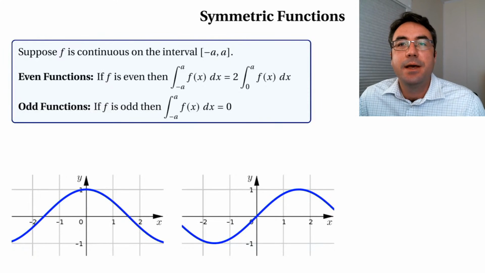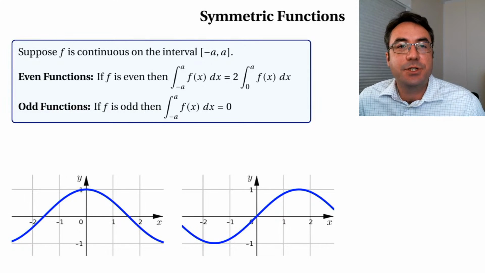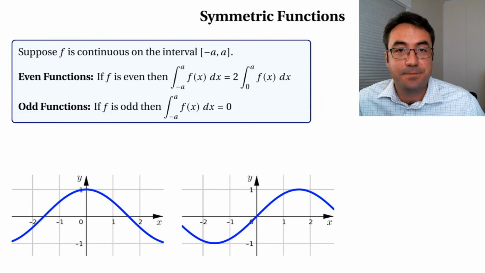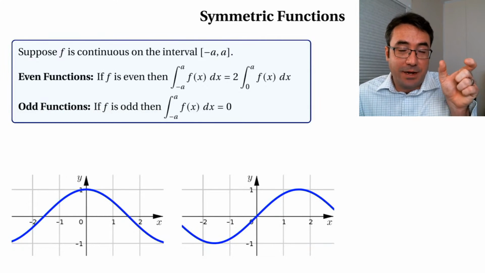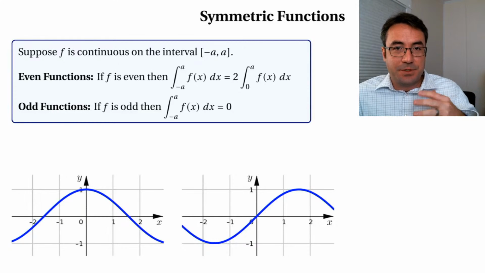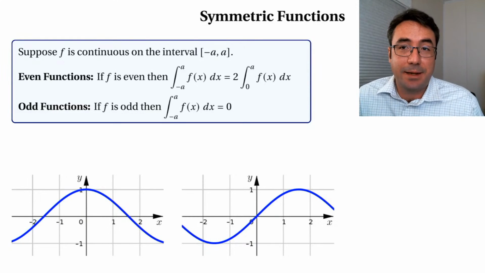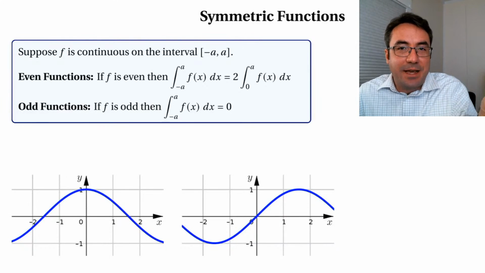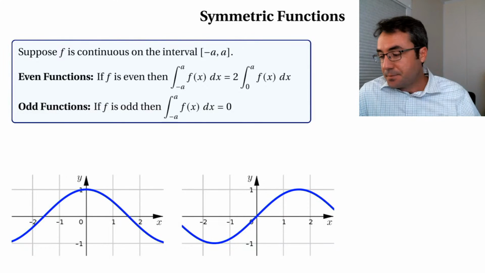But let's suppose that we have a function f that's continuous on the closed interval from negative a to positive a. So that's important. That's what our interval has to be. It has to be from negative a to positive a. If it's different, then these properties don't directly apply. So we need this balanced interval, negative a to positive a.